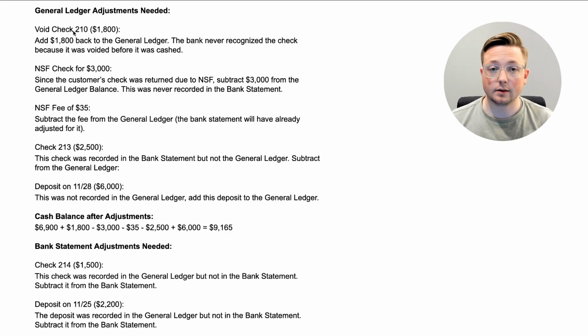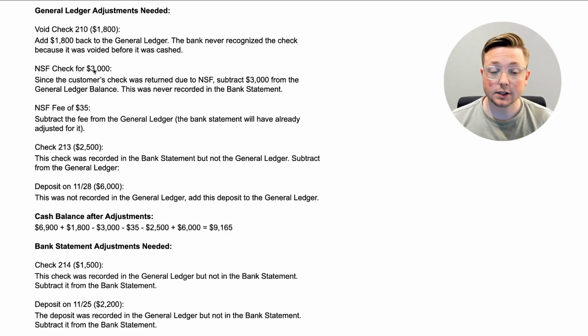There's the void check that was voided, number 210. You have to add that back to the general ledger, remember, because they sent it out. They thought that somebody was going to get that money, but then they decided to void it, so they need to add it back to their general ledger. They get that cash back. The bank never recognized the check because it was voided before it was cashed. No money was ever taken out of the bank account, so they never recognized that check.